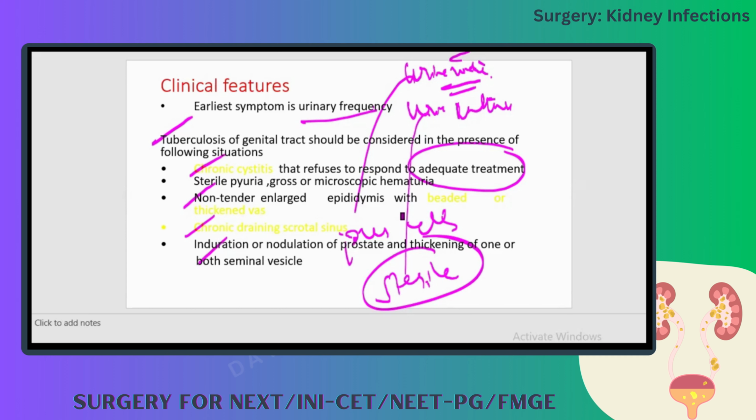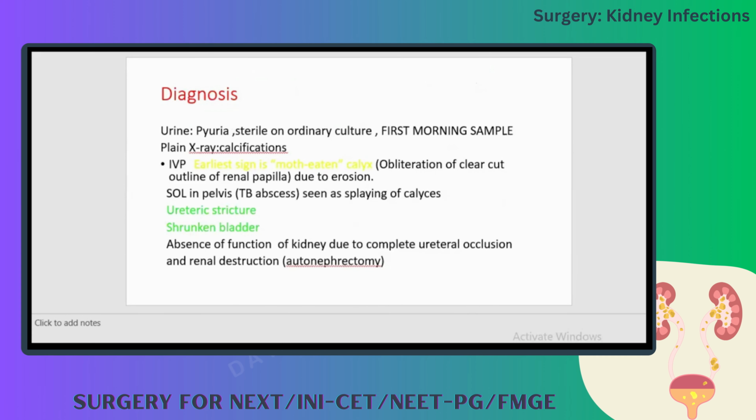And what is the stain for TB? Microbiology, starts with Z. Ziehl-Neelsen staining. So in investigations, first of all, pyuria will be there. It will be sterile on ordinary culture. The first morning sample should be done, because overnight the bacteria are concentrated in the sample. So the early morning first sample will have an abundance of bacteria. So the first morning sample is preferred.